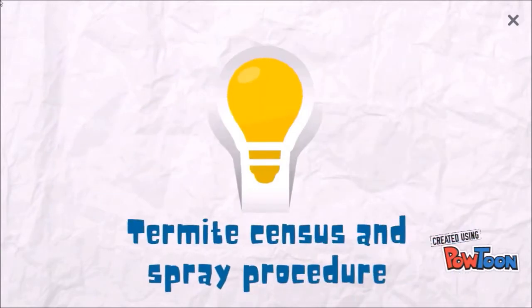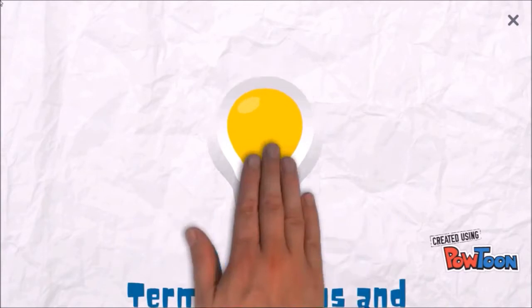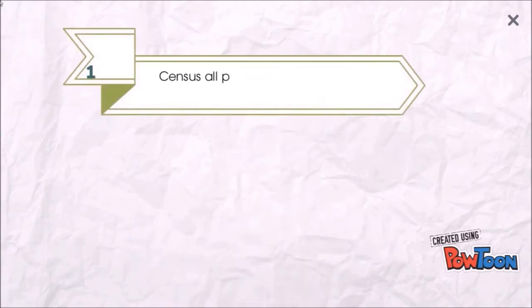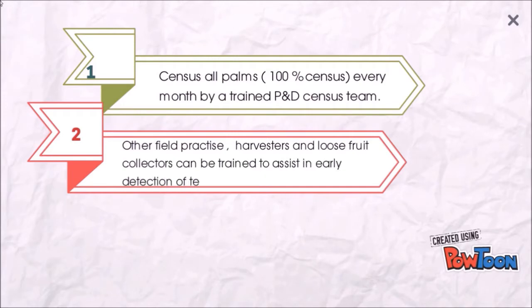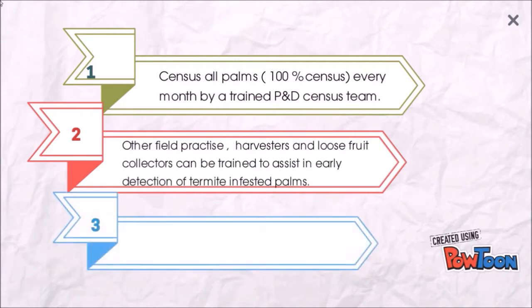Termite census and spray procedure. Census all palms: 100% census, every month, by a trained PND census team. Other field practice: harvesters and loose fruit collectors can be trained to assist in early detection of termite-infested palms. For infested palms, spray with fipronil 5.0%.